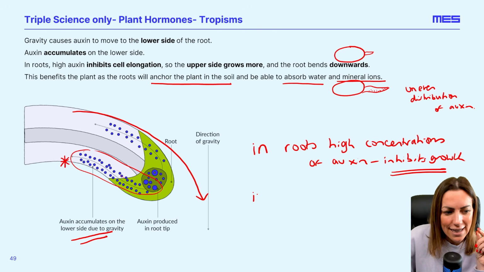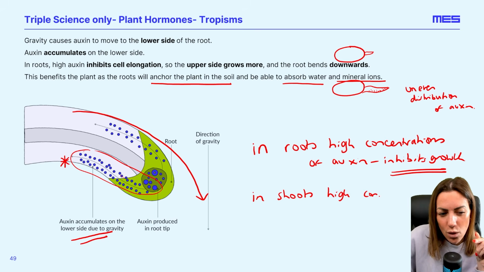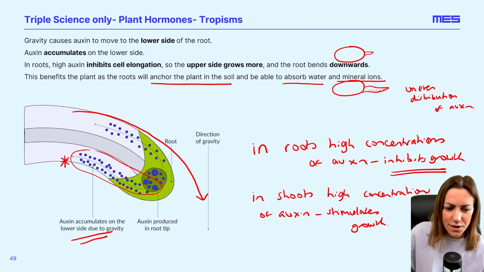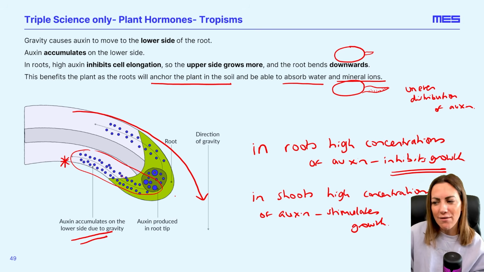Now, I'm just going to add here, because I think it's super important. In roots, high concentrations of auxin inhibit growth, but in shoots, it's the opposite. So where you see the high concentration of auxin, it stimulates growth. So it has the opposite effect in roots and shoots. And obviously shoots show positive phototropism, whereas roots show positive gravitropism. So the roots will grow down towards gravity, the shoots will grow up towards light.